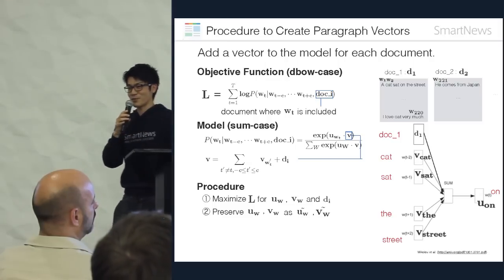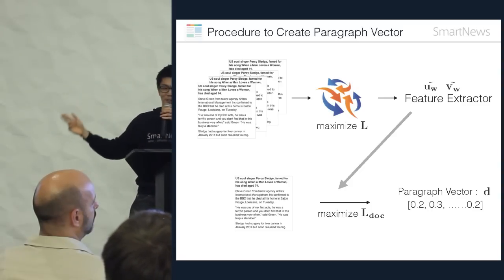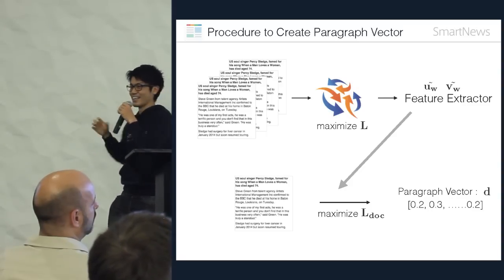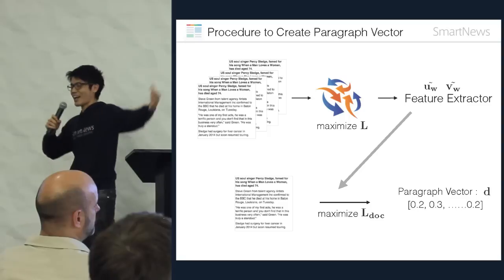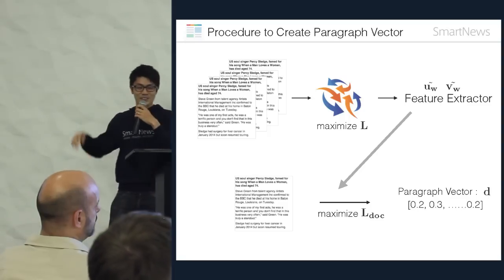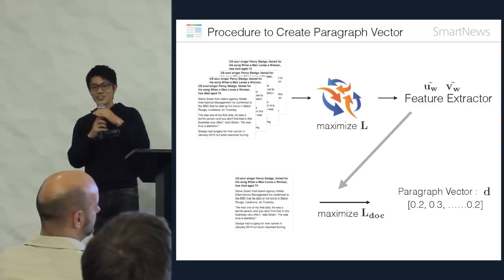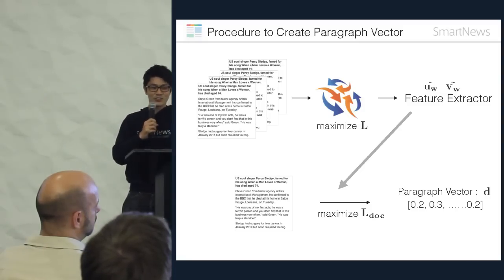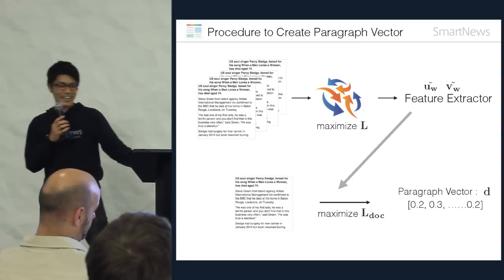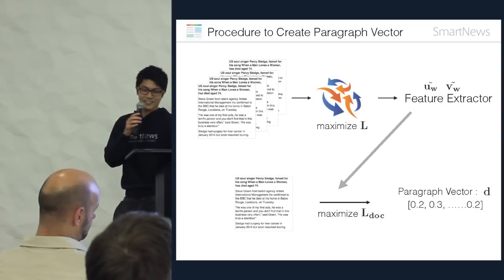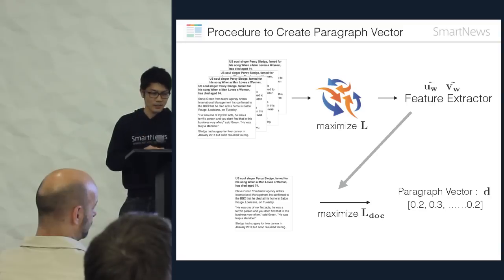Probably it's a little bit complicated, so I drew a very simple picture here. We put the large document set into the machine and train the feature extractor, and by using the feature extractor, when a new document comes, a paragraph vector is extracted. It's very simple, right? So it's a simple picture of training and getting the paragraph vector.